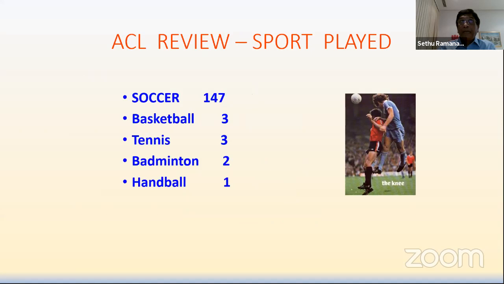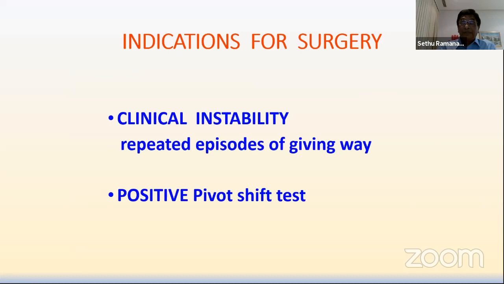As you can see, football is very popular in Oman. Nearly 95% of the patients who injured their knees got it through soccer or football. All the others are way behind. And I think this has not changed very much. Probably now it's 90% soccer injuries, if I take the new sports injury clinic statistics. The indication for surgery was clinical: repeated episodes of giving way and a positive pivot shift test. And during this time, we never had an MRI. So the indication was always clinical, which I think still holds good today.